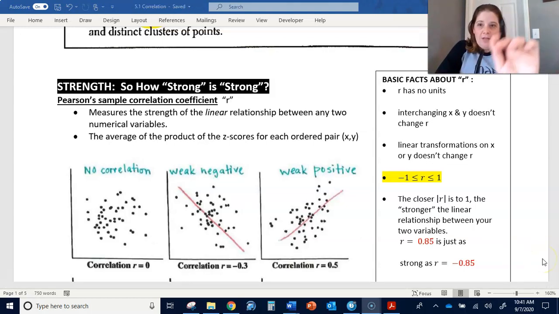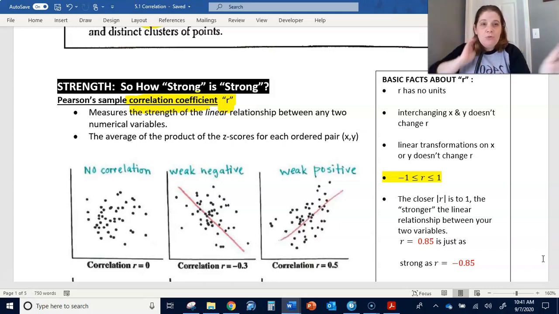Okay, so I look at my graph and I can have an idea, a sort of judgment call, but I don't want to do that. I want to have a number, a mathematical number. So what we have is something called R. R is the correlation coefficient. This is a mathematical number calculated from your data that helps us classify how strong it is. It basically comes out to the average product of the z-scores for each ordered pair. You don't necessarily need to know how to calculate R, but you do need to know how to interpret R when you see it.